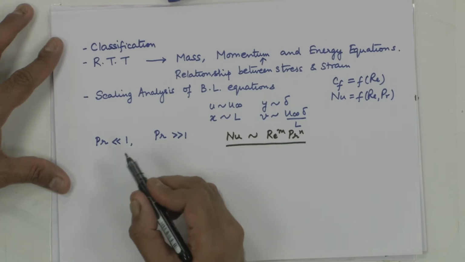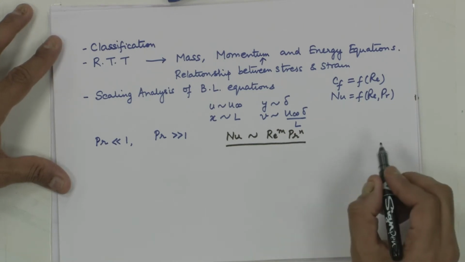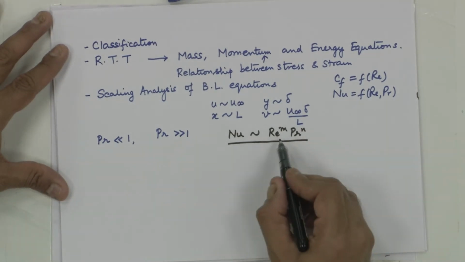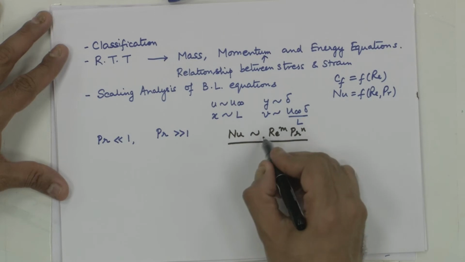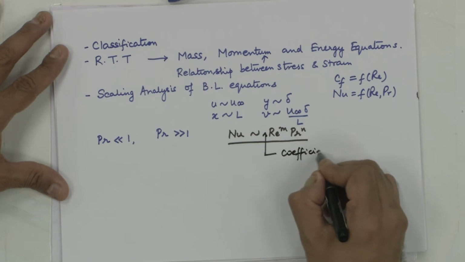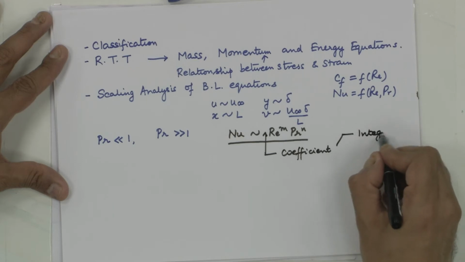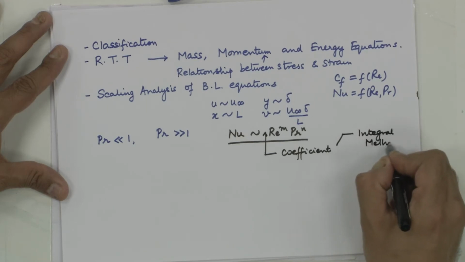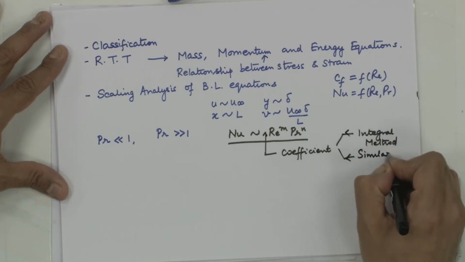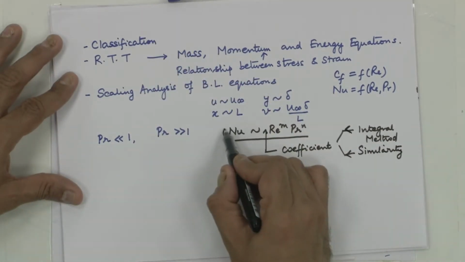So, Pr less than 1 would have one specific m comma n, Pr greater than 1 would have another m comma n, and all correlations that would be derived for these conditions would have the same m and n. What would be different is the coefficient in front of it, which scaling analysis would not give, but this would be obtained from the integral method or similarity analysis. So, this was the highlight of something which we have.